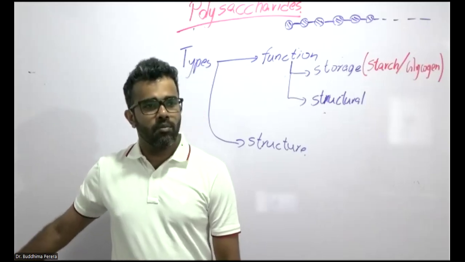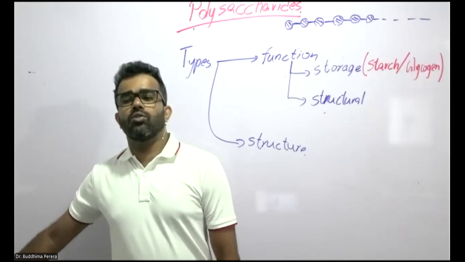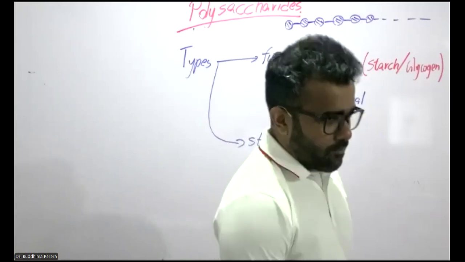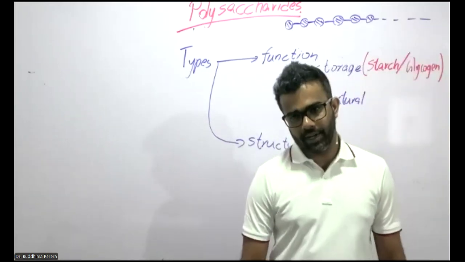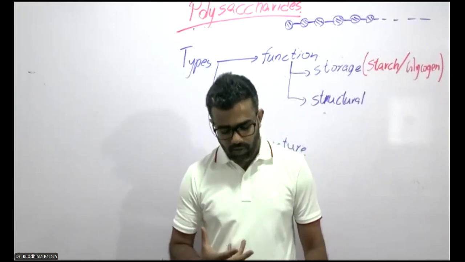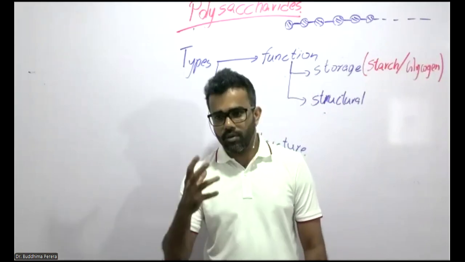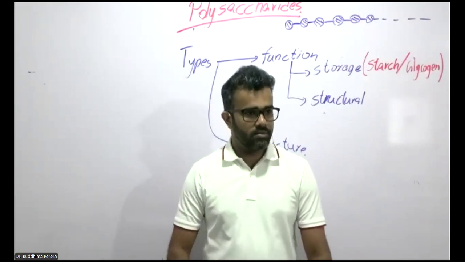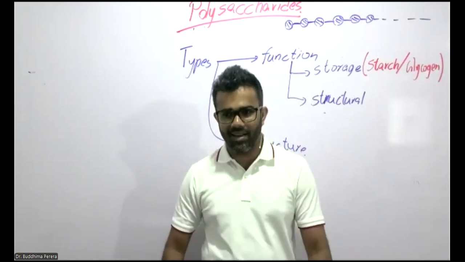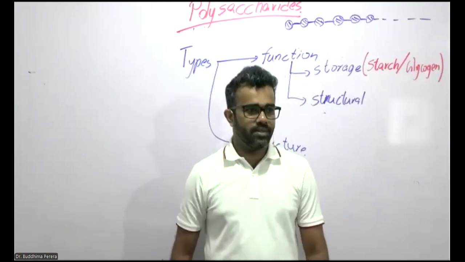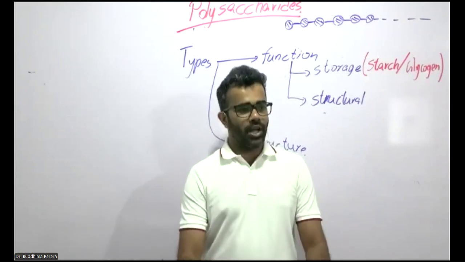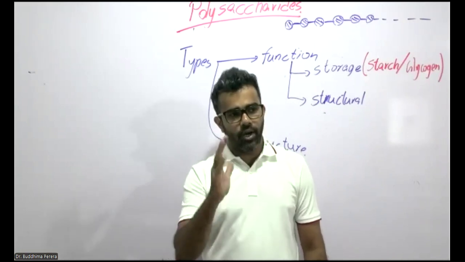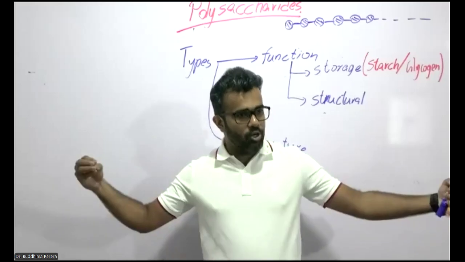Why? Because monosaccharides are our main energy source, right? So what happens is, when you eat, let's say you eat half of a bread. So what is in it? It's starch. In the digestive system, starch, which is a polysaccharide, will be broken down.